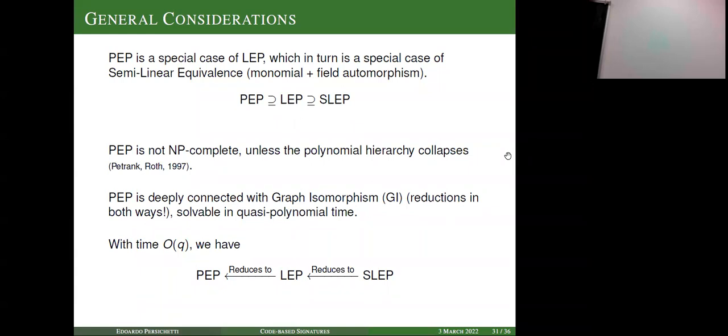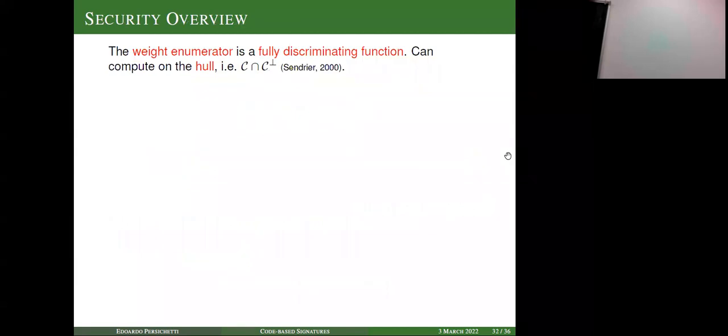But the truth is that we have these reductions. There are very efficient solvers for certain specific cases. So for example, if we can actually connect to graph isomorphism, then the problem becomes easy. What we can use to discriminate, to figure out what the equivalence is, is the weight enumerator. Weight enumerator just means that you're counting the weight of all the code words.